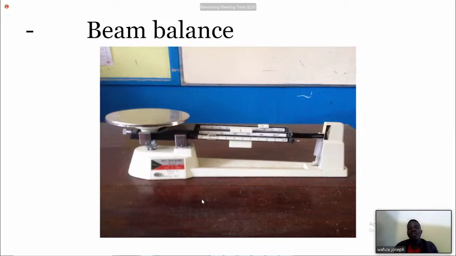Whenever you see that diagram they draw for you in examination, that is a beam balance. To know how it works, you must study hard and go to secondary. The teachers in secondary are going to teach you very well how it works, and you become stars, engineers, businessmen, you work in companies. But that is the beam balance.